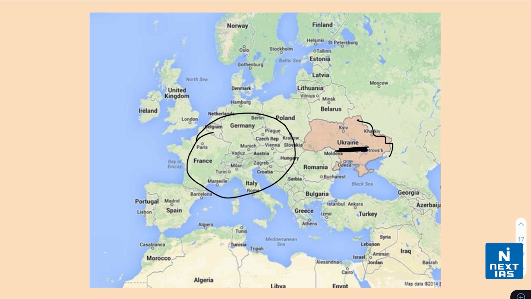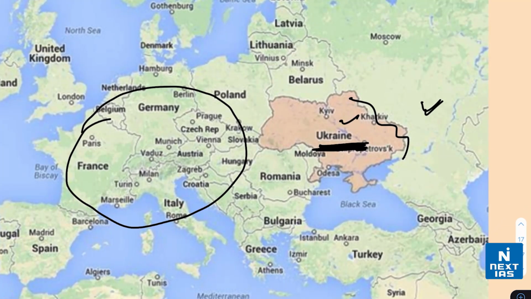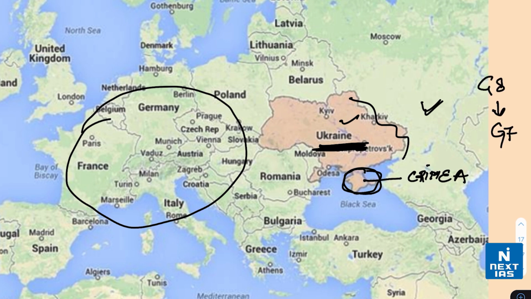So there were a series of events in 2014 that led to disturbance between Ukraine and Russia. The Crimea region, as you can see on the map, was annexed by Russia in 2014, after which there was a heavy boycott of Russia by other countries. In fact, the G8 group was reduced to G7 as other members boycotted Russia.